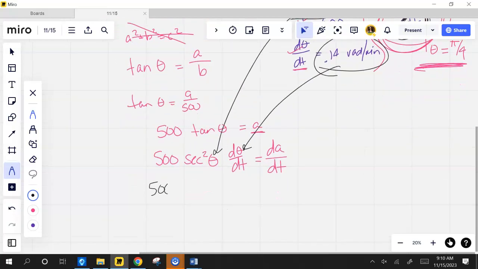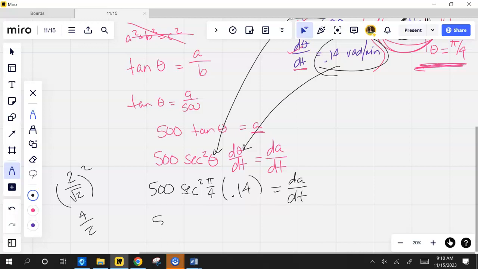So 500 secant squared of pi over 4 times 0.14 should give me dA dt. Secant of pi over 4 is the square root of 2 over 2 flipped, so 2 over square root of 2. If I square that, you're probably doing this on your calculator, that's okay, I get 4 over 2. I got 2 for this. So I got 500 times 2 times 0.14.